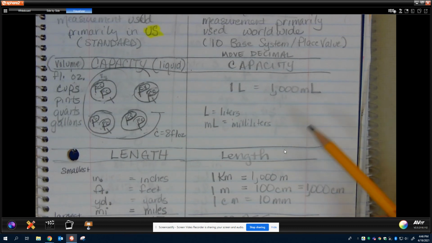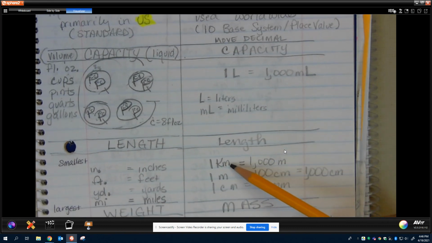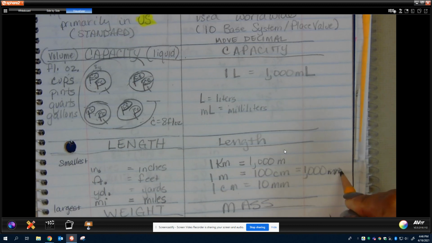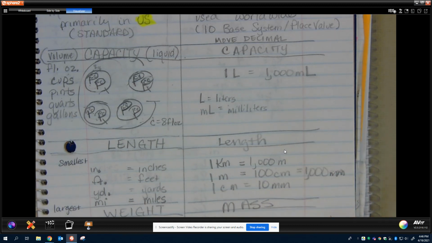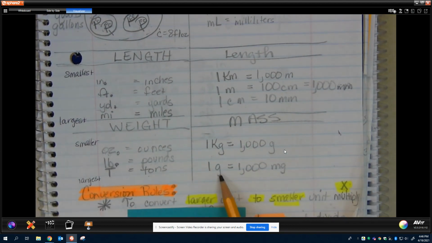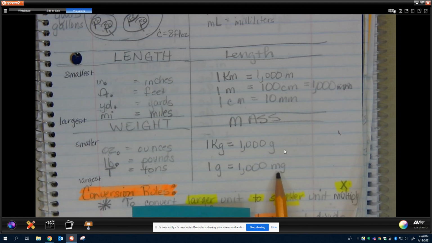When we move to length, we're going to be working with kilometers, meters, centimeters, and millimeters. So 1 kilometer is 1,000 meters. 1 meter is equal to 100 centimeters, as well as 1,000 millimeters. And 1 centimeter is 10 millimeters. When we're working with mass, we're going to move to kilograms and grams, as well as milligrams. So 1 kilogram is 1,000 grams, and 1 gram is equal to 1,000 milligrams.